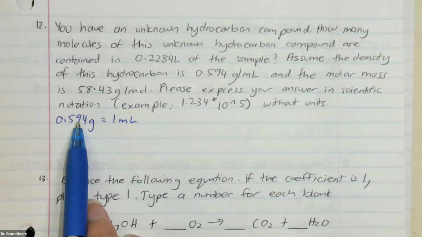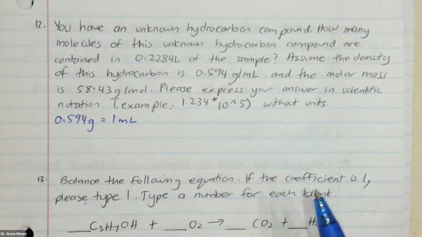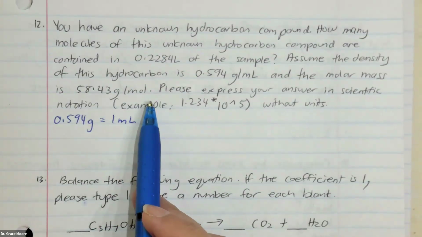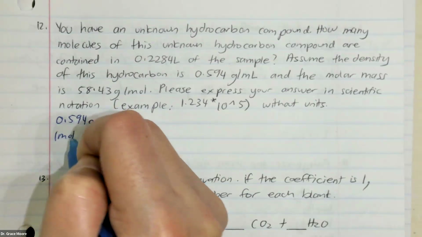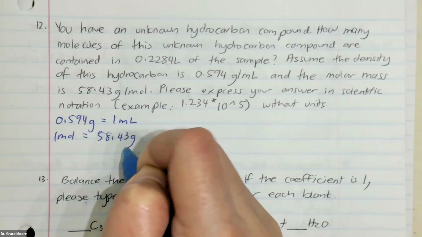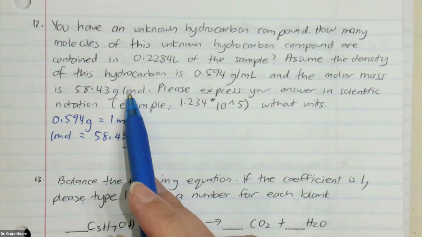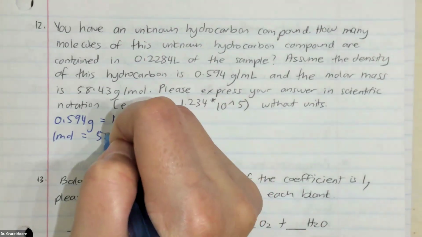Then I can use this either on top or bottom, whatever I need for my math to calculate. Same thing for molar mass here. I can just write down, well, 1 mole of this is going to be 58.43 grams. I just use the 1 on the bottom, basically just assume it's 1. Okay? So those are my two conversions.